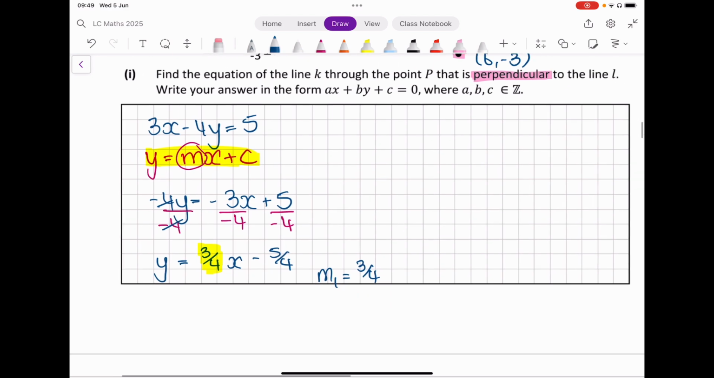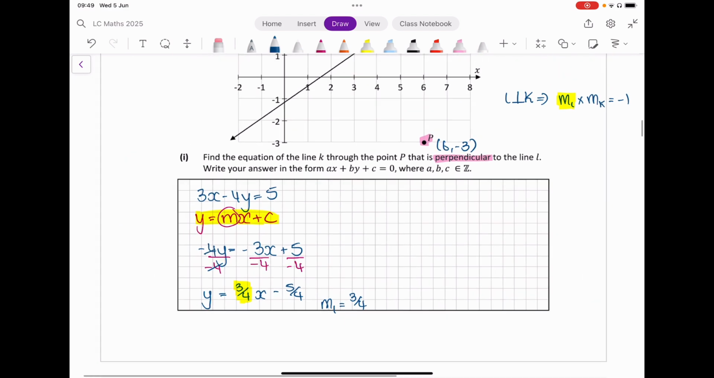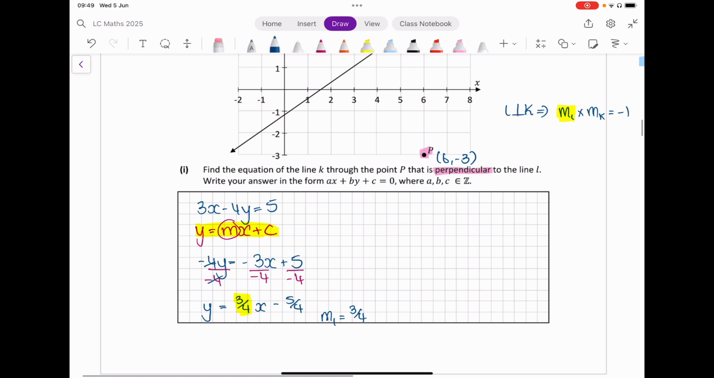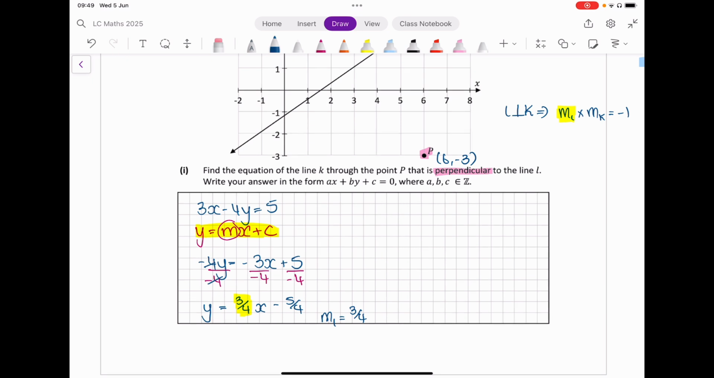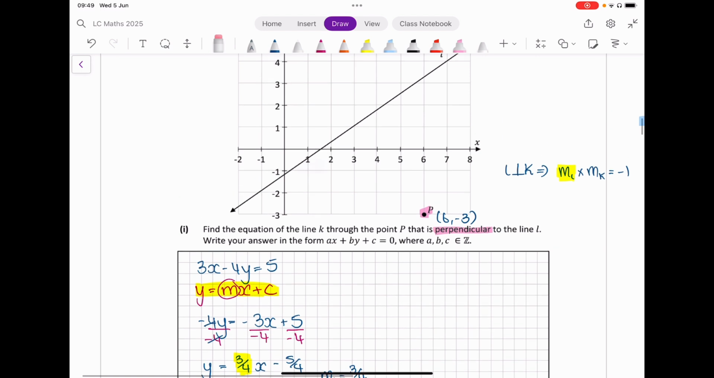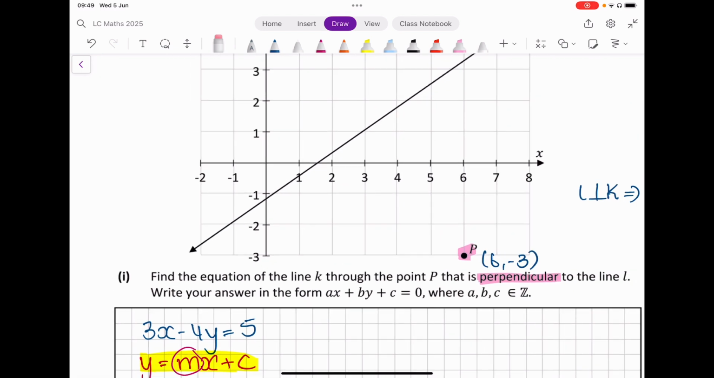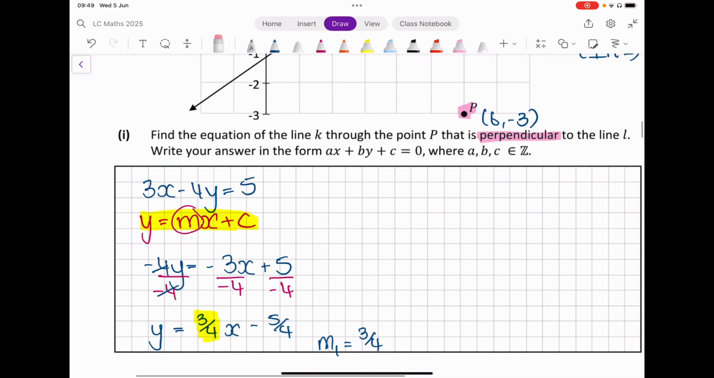Now there's other things that I can tell from this line. I can tell that that line is going to cross the y-axis at minus 5 over 4. And if I have a quick look at the diagram, or the graph, you can see that it does roughly cross it around there. Now, that's not asking the question, but it's just a little bit of extra, okay?